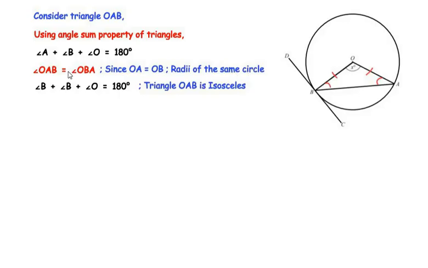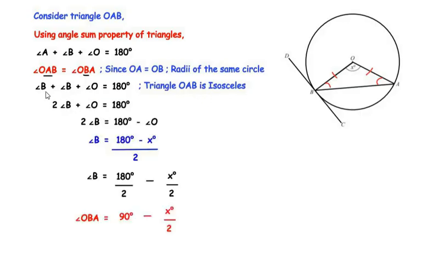Now once we have got this, in this equation we have replaced angle A by angle B because here we have got angle A is equal to angle B. So angle B plus angle O is equal to 180 degrees. That is triangle OAB is isosceles triangle. Now here we can see that angle B plus angle B, these two are like terms. So we have added them together giving us 2 times angle B plus angle O is equal to 180 degrees.